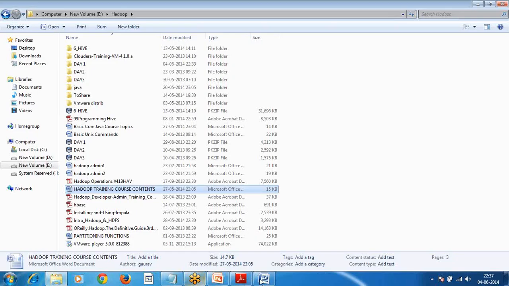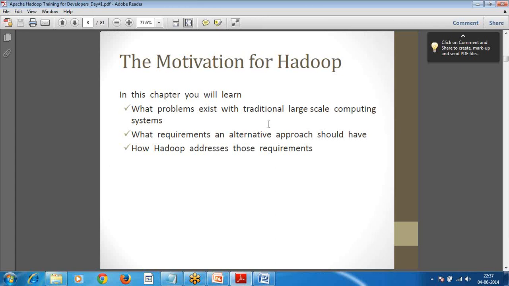So today let's go ahead and discuss the introduction of Hadoop. Before even starting off with discussing Hadoop, first of all, what we need to understand is why Hadoop is required. So we would be discussing what the problems were with the existing traditional large-scale computing systems, what requirements an alternative approach should have had, and how Hadoop addresses those requirements.